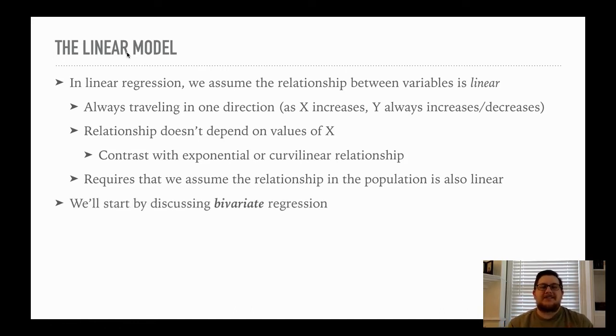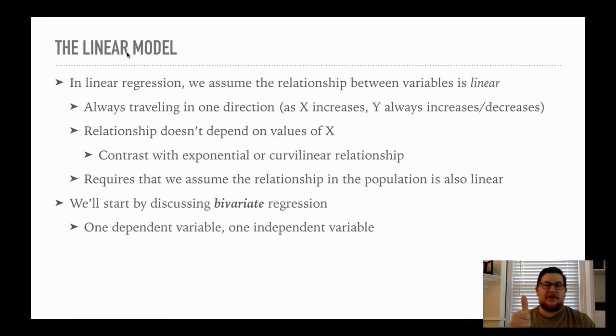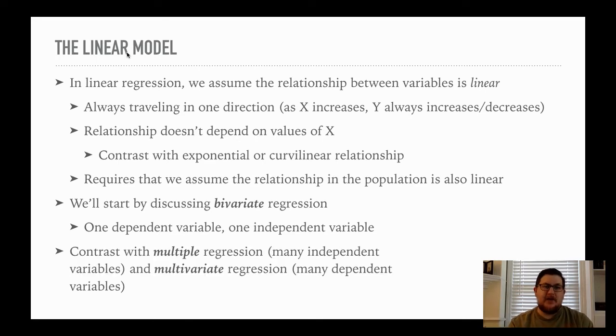So we'll start by discussing bivariate relationships. What do I mean by that? Two total variables, one independent, one dependent. Two variables, that's it. That's bivariate. Contrast this with multiple regression, where you have lots of independent variables. That's the one we're going to be doing for your papers, for your projects at the end of the semester.